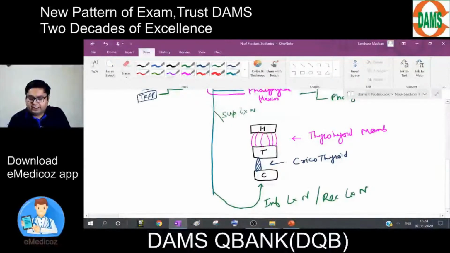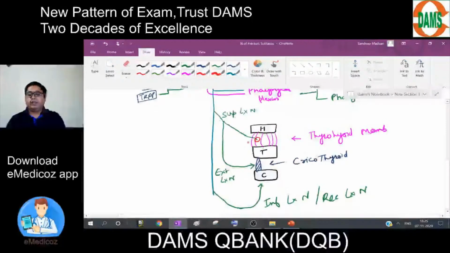Now the superior laryngeal nerve will divide into two branches. One branch remains outside of the larynx, it doesn't enter the cavity of the larynx, so it should be called the external laryngeal nerve. And the other branch, on the other hand, pierces the thyrohyoid membrane in order to reach the cavity of the larynx. Because it is going inside the larynx, it should be called the internal laryngeal nerve.